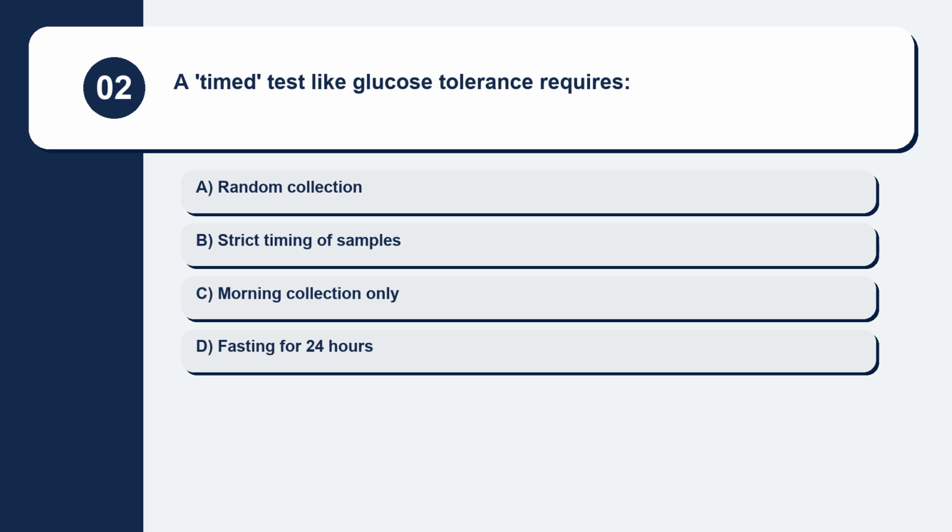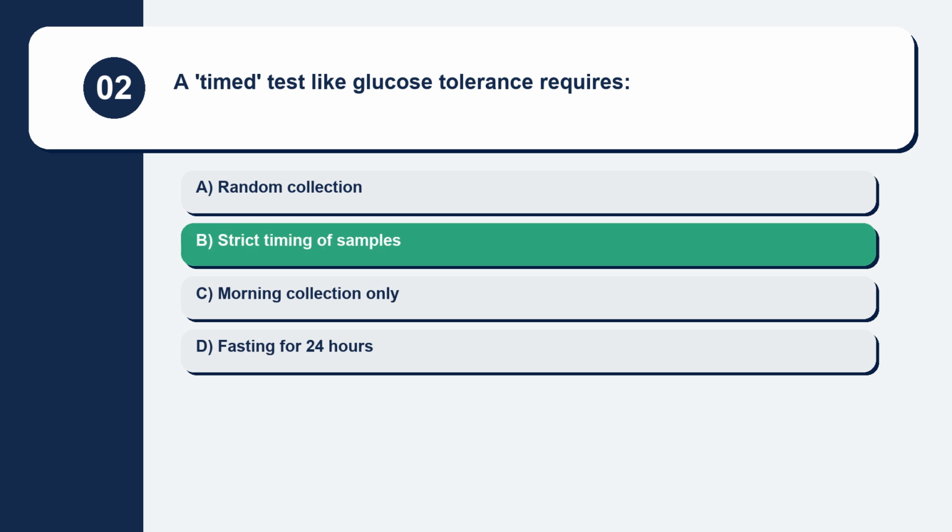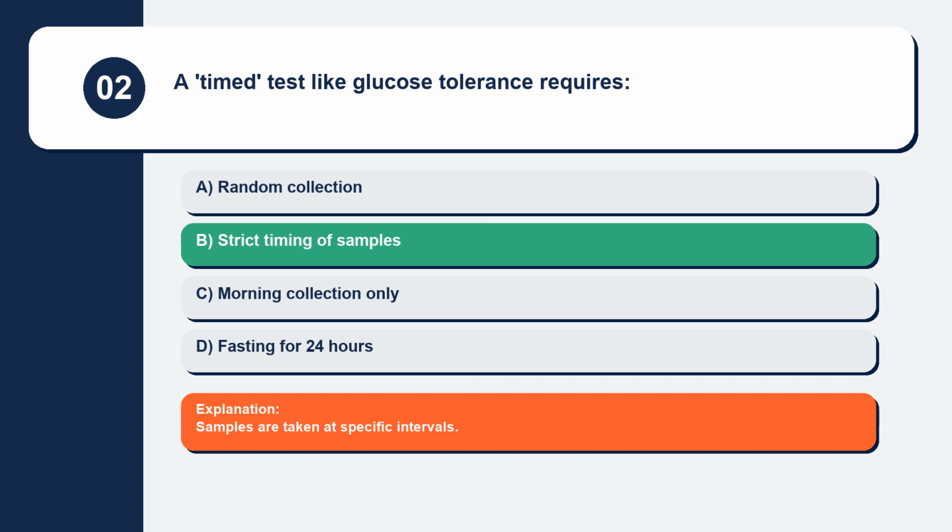Question 2. A timed test like glucose tolerance requires random collection, strict timing of samples, morning collection only, fasting for 24 hours. Samples are taken at specific intervals.